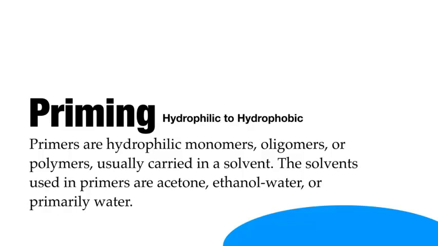So for that reason, we have to use certain molecules. A primer is a monomer or a polymer which is carried mixed in a solvent. A solvent could be acetone, ethanol and water, or primarily water. It's used as a vehicle. When applied on the tooth surface, the hydrophilic component of the primer joins with the tooth structure, and the hydrophobic end of the primer is going to join with the hydrophobic component of the bonding system.